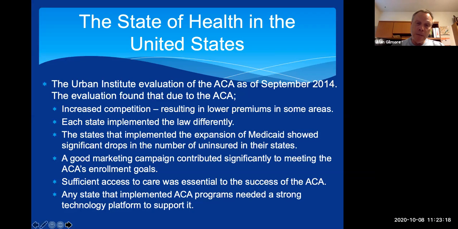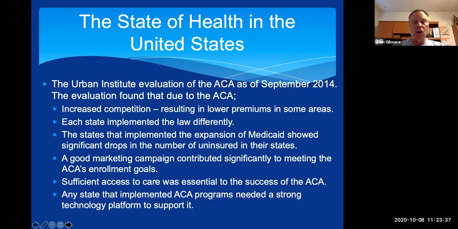A good marketing campaign contributed significantly to meeting the Affordable Care Act's enrollment goals. So it was important to get the word out and to really inform everybody about this new program that was available. Sufficient access to care was essential to the success of the Affordable Care Act.